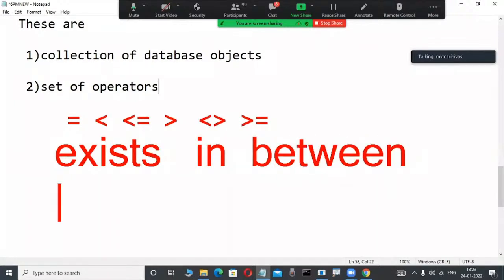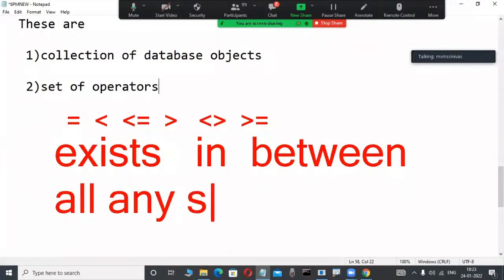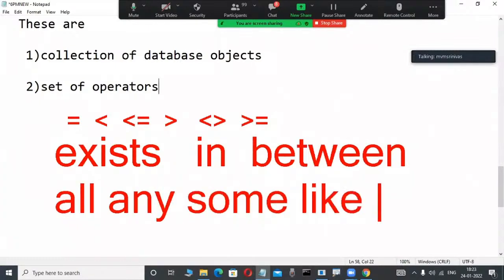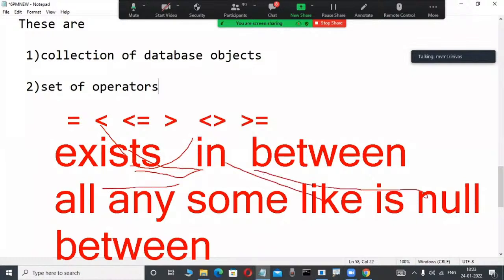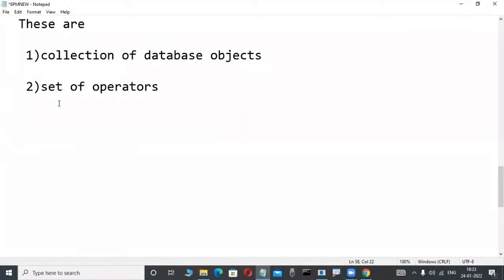So many operators are there. ALL is an operator, ANY is an operator, SUM is an operator. Like is an operator, IS NULL is an operator. Between is an operator. These types of so many special operators are there. What is EXISTS, what is IN, what is the difference between EXISTS and IN, where we are using them, what is performance tuning, all those things we are learning in our course. What is LIKE, what is BETWEEN, where we are using them. Through these operators we are operating only.